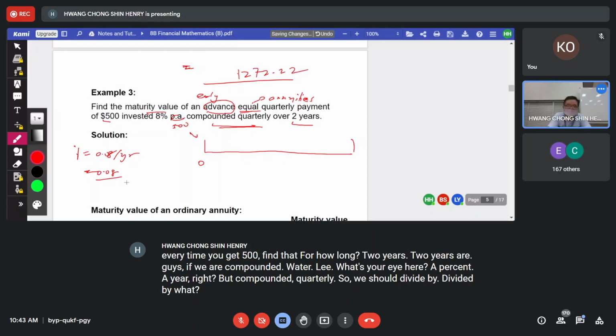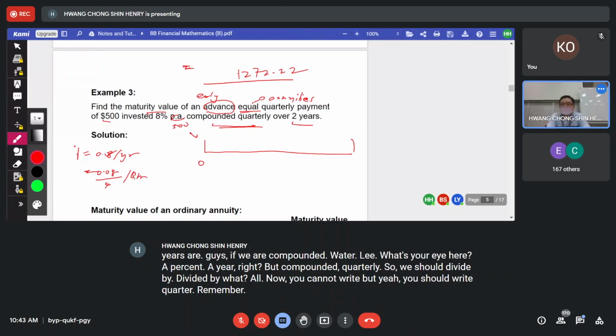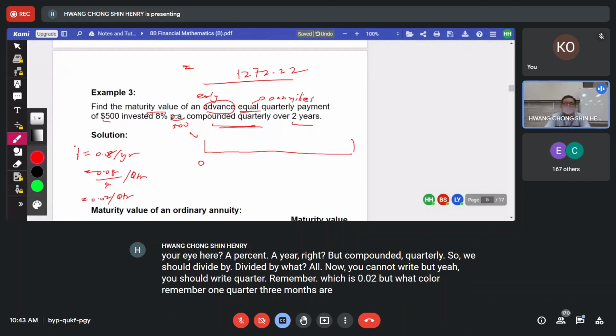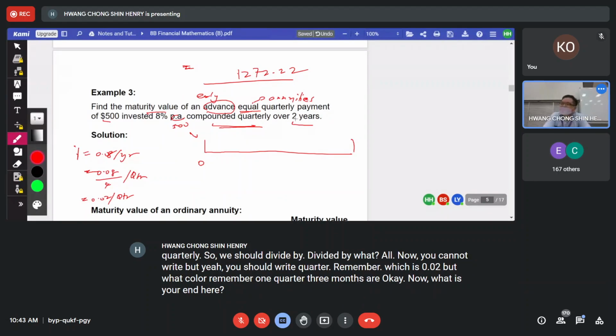4. Now you cannot write per year, you should write quarter. Remember? Which is 0.02 per quarter lah. Remember, 1 quarter is 3 months. Okay, now what is your N here? If your I is divided by 4, your N times 4 lor.